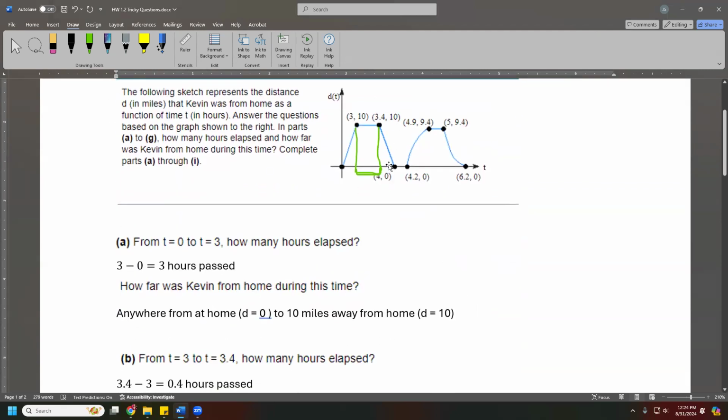When you're looking at these areas where you see this curve or a slope, it could be anywhere along this line. So for example, if I'm looking at this chunk of time from 3.4 to 4 over here, he could be 10 miles away from home, or he could be at home. It depends on where you're looking in this chunk of time.